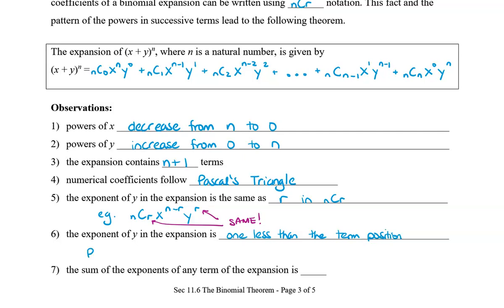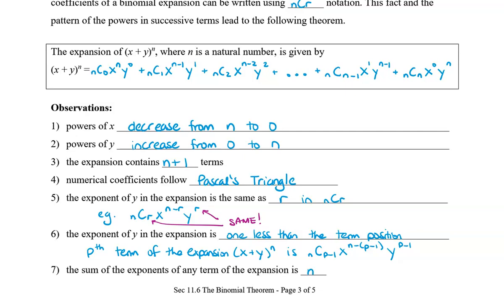So for example, let's say that we're looking for the pth term. I just randomly chose a letter. In the expansion of x plus y to the power of n, this would be nC(p minus 1). So if we're looking for the 8th term, this would be nC7. This would be x to the power of n minus (p minus 1), and then y to the power of p minus 1.